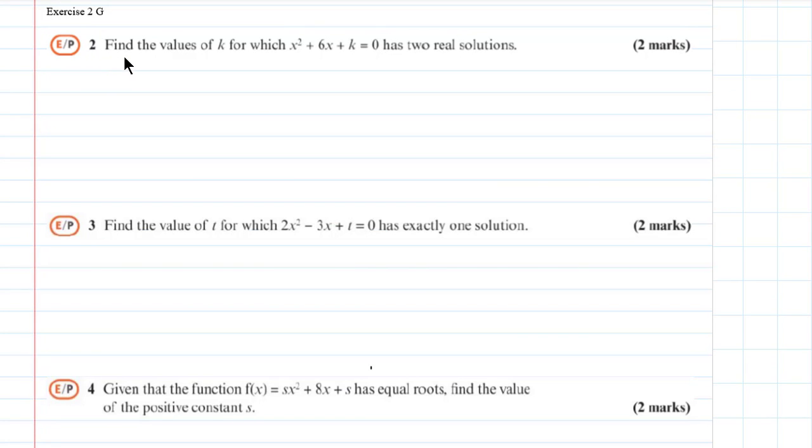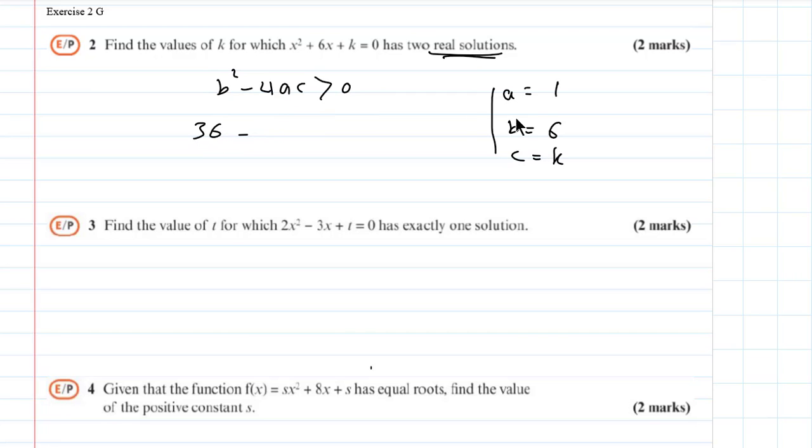Exercise 2g, find the values of k for which x squared plus 6x plus k equals 0 has two real solutions. So I prefer to write a, b, c here. A is 1, b is 6, and c is k. For this case, b squared minus 4ac should be positive, so b squared, which is 36, minus 4 times 1 times k, which is minus 4k, more than 0, moving 4k here. 4k should be less than 36, dividing by 4, so k should be less than 9.